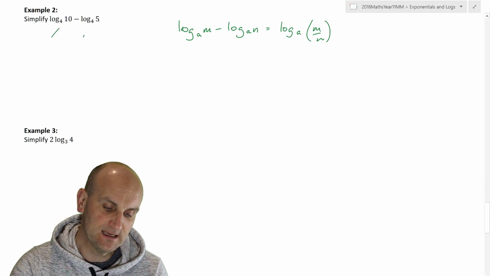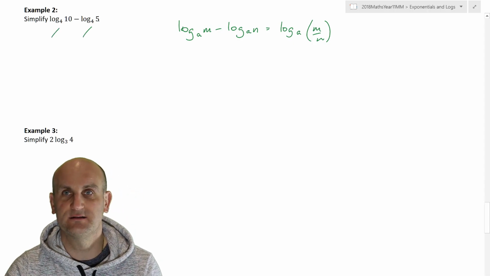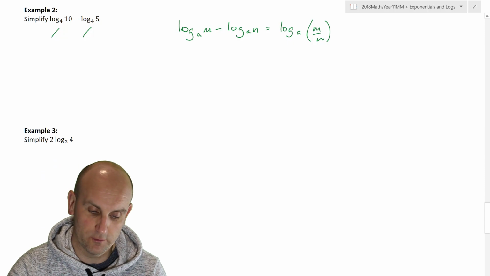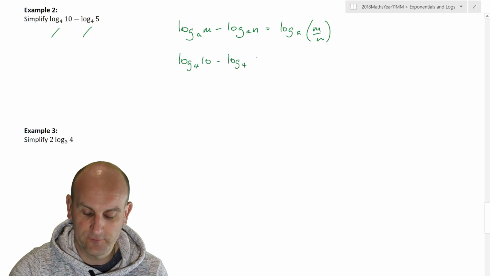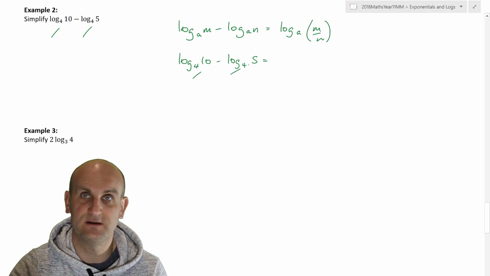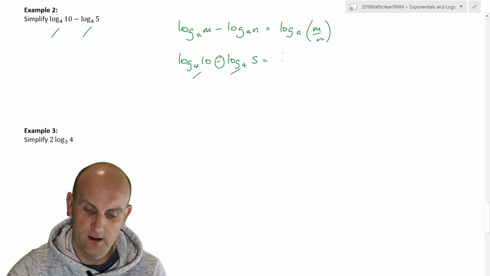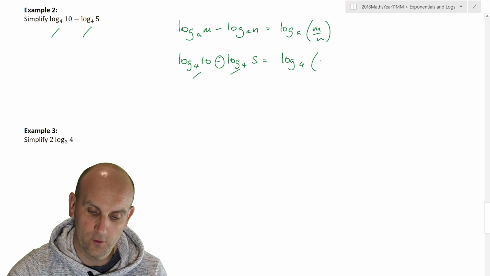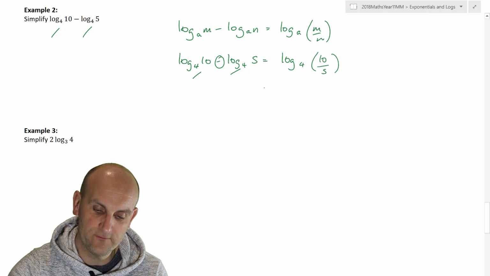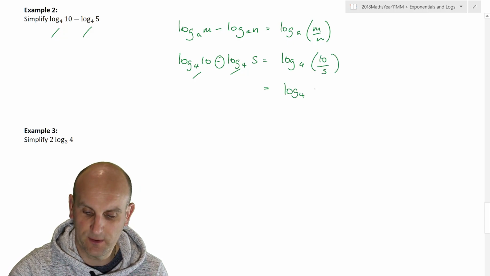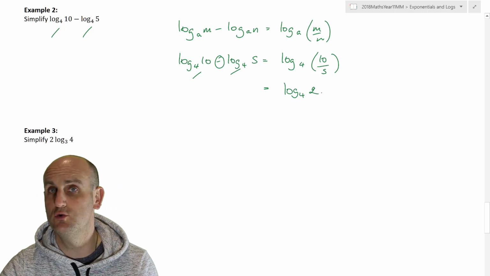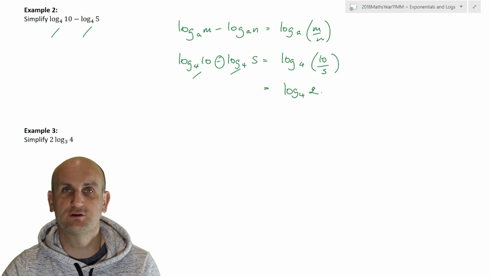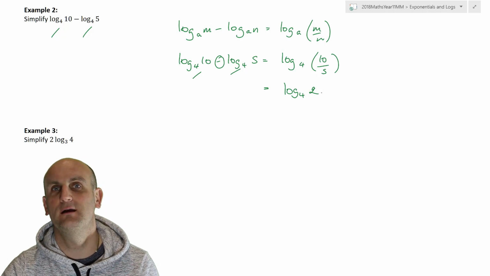But, are my bases here the same? Yes, log base 4, they're subtracted so I can use the rule. So log base 4 of 10 minus log base 4 of 5. Bases are the same. Tick, tick. There's a subtract there. So I have the log base 4 of 10 over 5, which we can calculate quite simply as log base 4 of 2. Now, 4 to what power is 2?